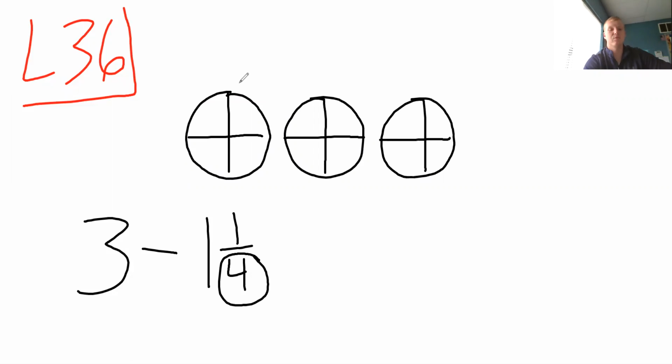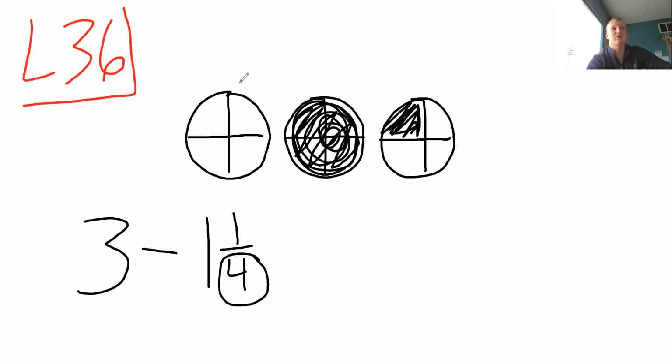So 3 minus 1 and 1/4. Well, first off, what would I need to shade in to figure out my answer to this problem? 1 would be first and foremost. So 1 whole 1. So I'm going to shade in this entire 1. So that one's gone. Now I need to shade in what fraction? Yeah, Brady? Yeah, just 1/4. So one more little piece.